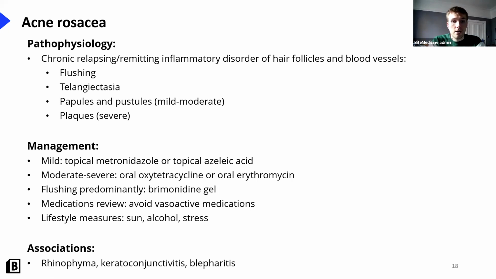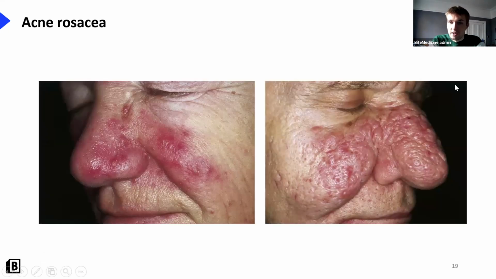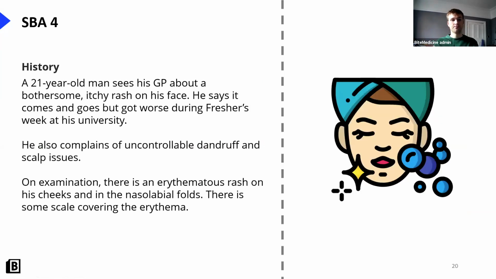So here, I've been trying to work out if this is actually the same gentleman, just a few years apart. I'm not entirely sure. But here we've got some classic flushing, possible telangiectasia on the left, and then the rhinophyma on the right. That's a swollen, bumpy looking nose, but they can get really, really big. So that was acne rosacea.